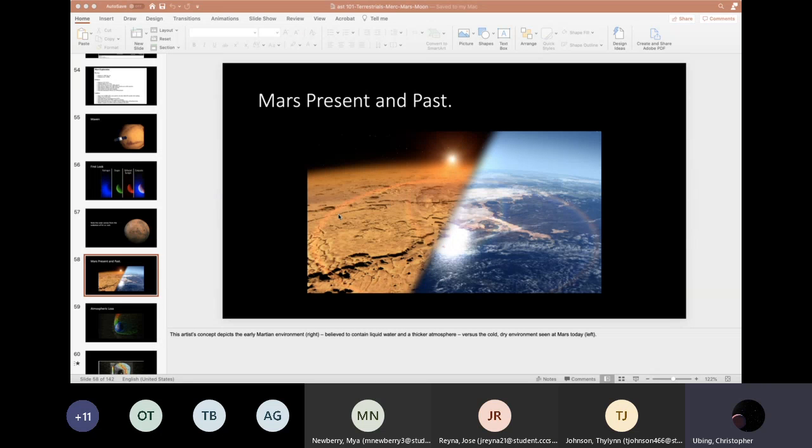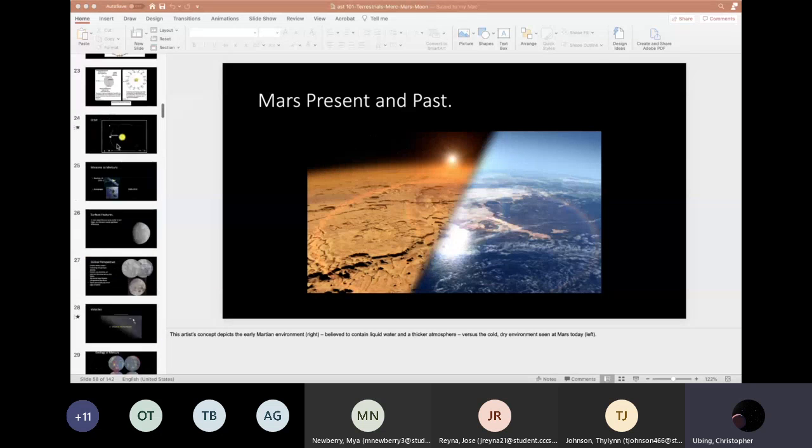But you see Mars as it is today, and Mars as it could have been about 2+ billion years ago. What the heck happened to the water? This is really bizarre. And also, what happened to most of the air? And we think we understand that.